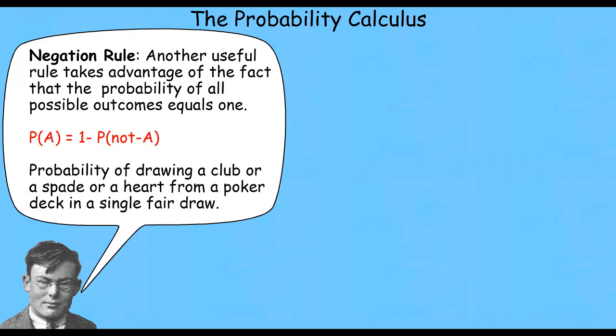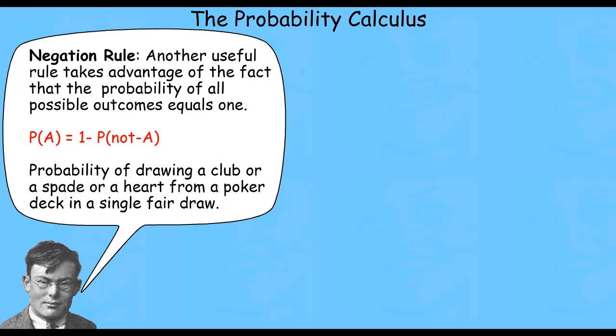Our last rule is the negation rule. And the negation rule takes advantage of the fact that the probability of all possible outcomes is always going to equal 1. There's something got to happen. So the probability of any event, A, is going to equal 1 minus the probability of A not happening, whatever that involves. And so we can sometimes use this negation rule to calculate the probability of an event when it not happening is simpler to calculate than it actually happening.